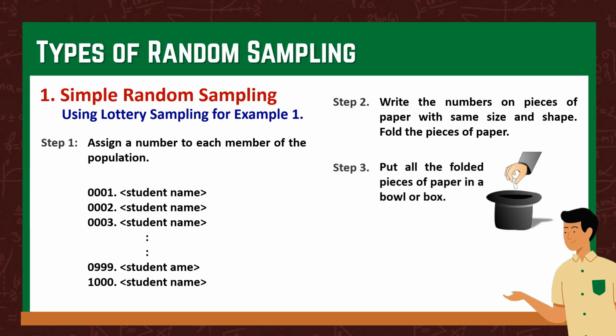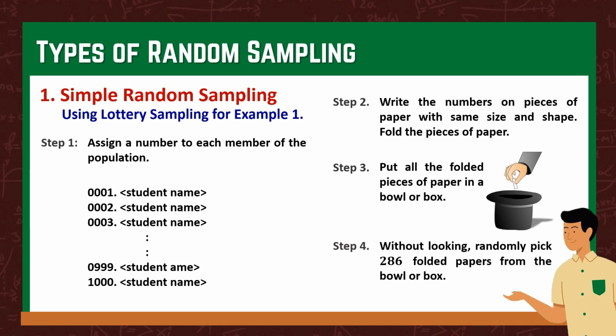At step 3, put all the folded pieces of paper in a bowl or box. Dahil ang sample size natin ay 286 students lang, so step 4, without looking, randomly pick 286 folded papers from the bowl or box. Lahat ng mapipiling numbers at corresponding students ang magre-represent ng sample.